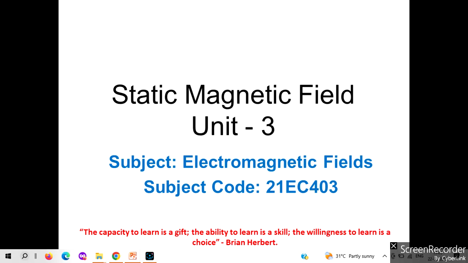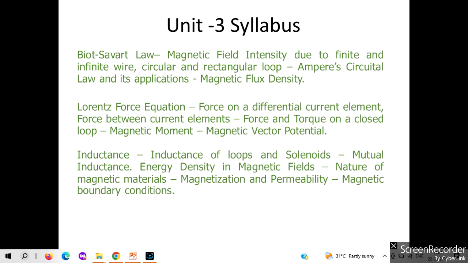Yeah, welcome dear friends. Today we are going to see the topic on static magnetic fields. Static magnetic fields are those in which the magnetic field due to a current carrying conductor will be static in nature. So we are going to learn about the static magnetic fields from the basics, from the Biot-Savart's law.